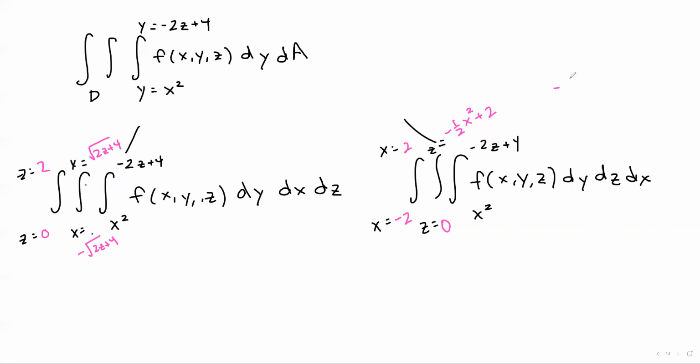So if we take negative 1/2 x squared plus 2 and set it equal to 0, you get negative 1/2 x squared equals negative 2. x squared equals 4. And then x equals plus or minus 2. There you go. And that's the last one.